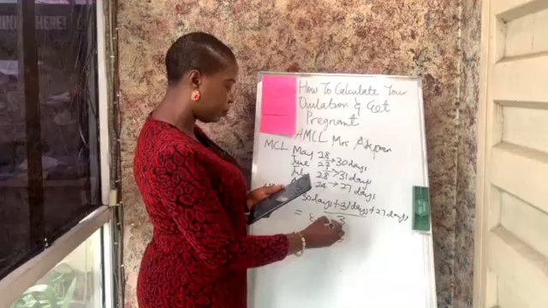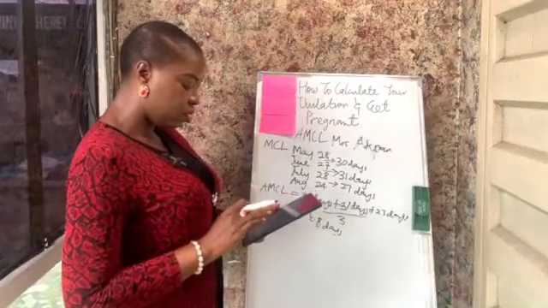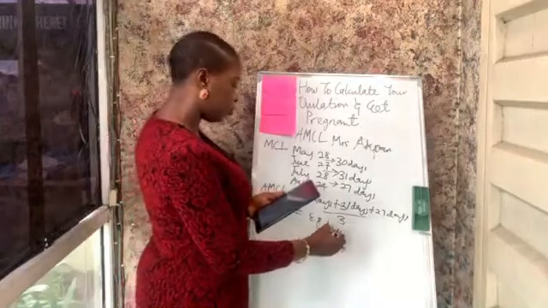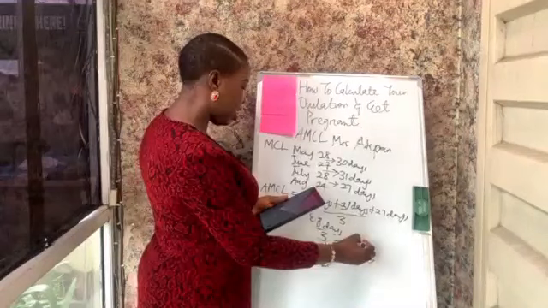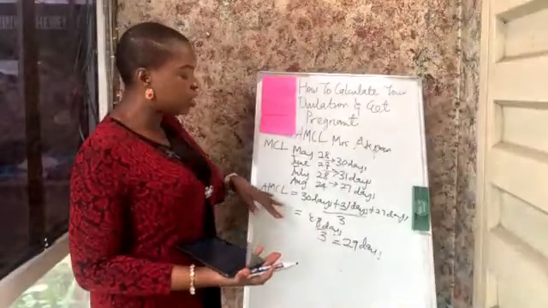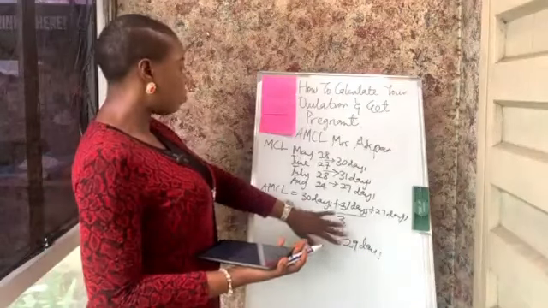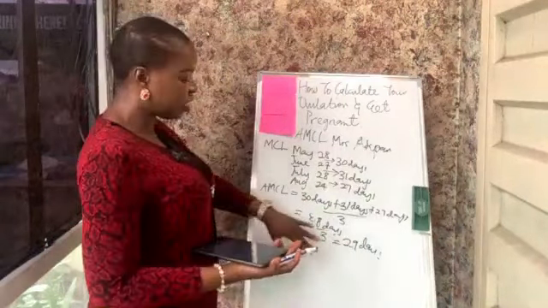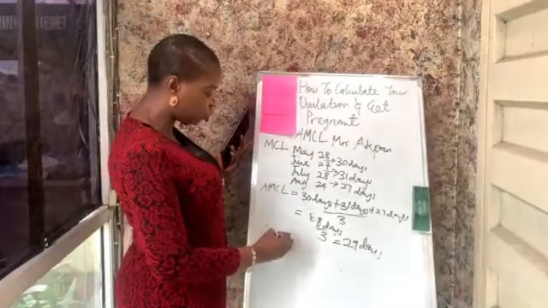Right? So now this will be divided by 3. We're going to have 29 days. So Mrs. Akpan's average menstrual cycle length is 29 days. And we said basically ovulation before your next period is 14 days. So now let's look at Mrs. Akpan's ovulation day.